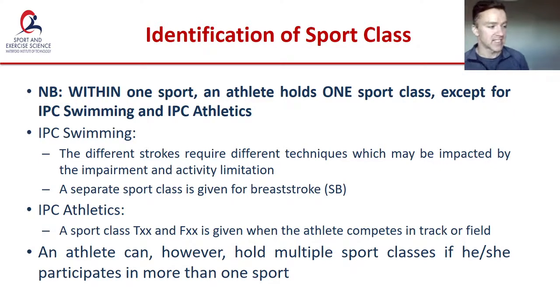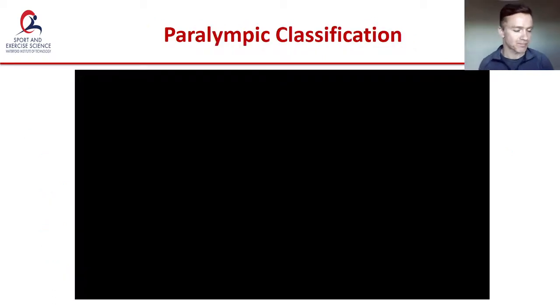And also in athletics, we've mentioned that the letter-number designation differs depending on whether you compete on the track or in the field events. Track athletes will be T followed by a number, and field athletes will be F followed by a number. Athletes can hold multiple sport classes if they participate in more than one sport, but they'll have to be classified in each of them. Okay, we're going to finish with a short video on classification.